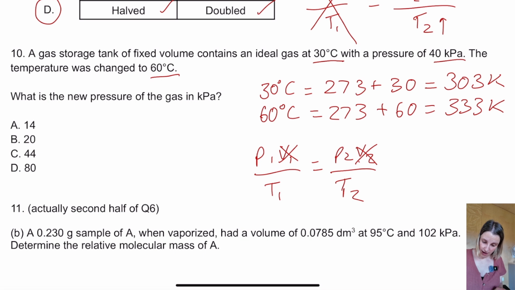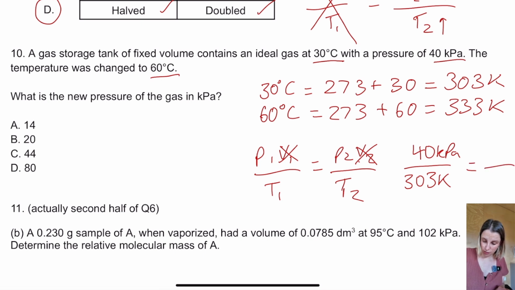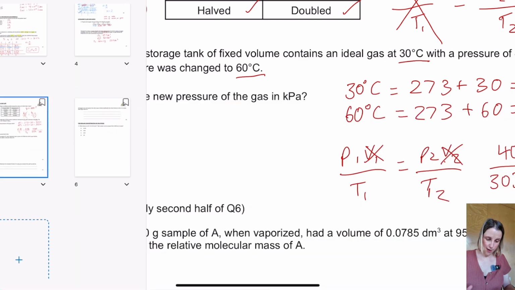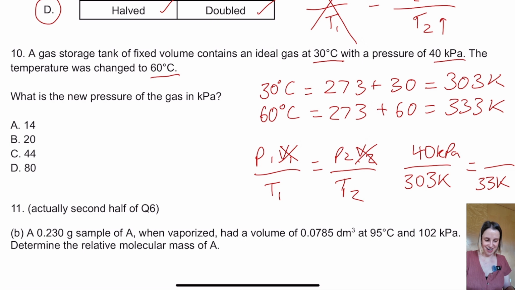So the pressure at 30 degrees C, or 303 Kelvin on that first side, is 40 kilopascals. And then on the other side, you've got 333 Kelvin. 333, oh my goodness, today. So on the right hand side, we've got 333 Kelvin.